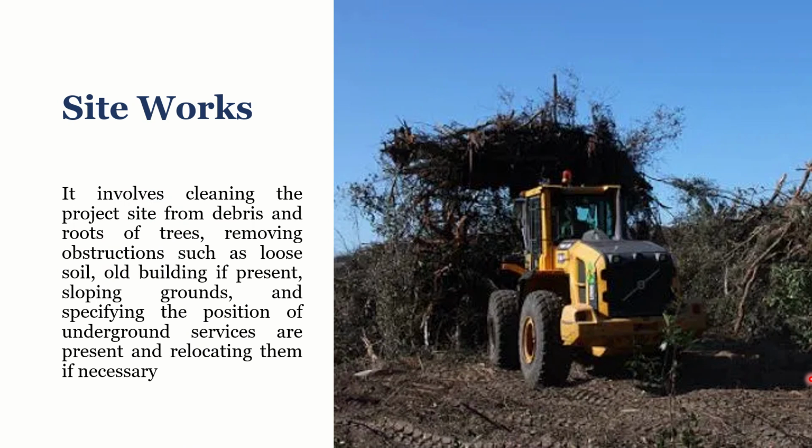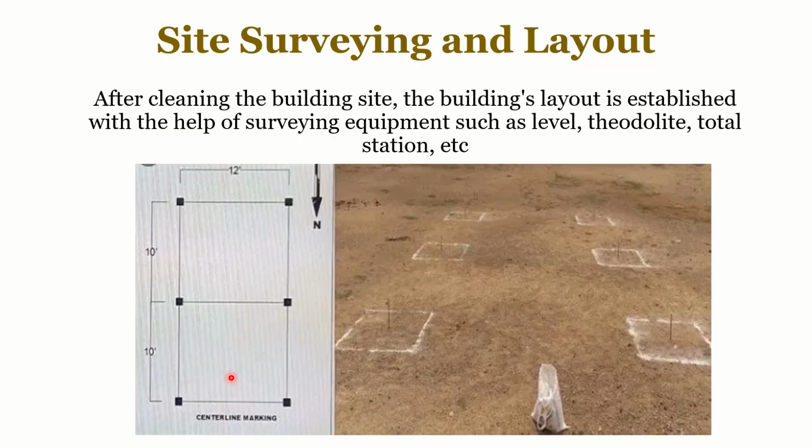Coming to the first one, that is site works. Site preparation is the first activity of post-contract construction work. It involves cleaning the project site from debris and roots of trees, removing obstructions such as loose soil and, if any old building is present, removal of that old building, any sloping grounds, and specifying the position of underground services, and also relocating them if necessary.